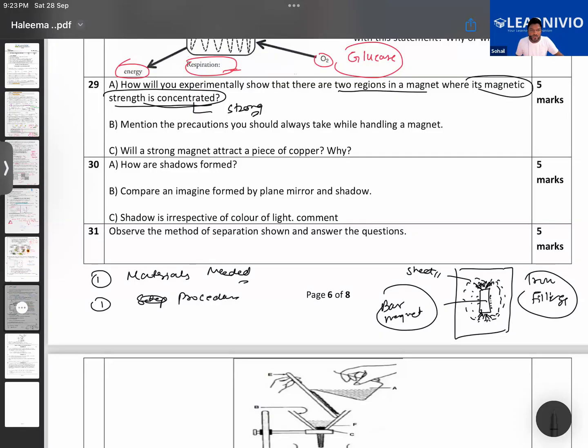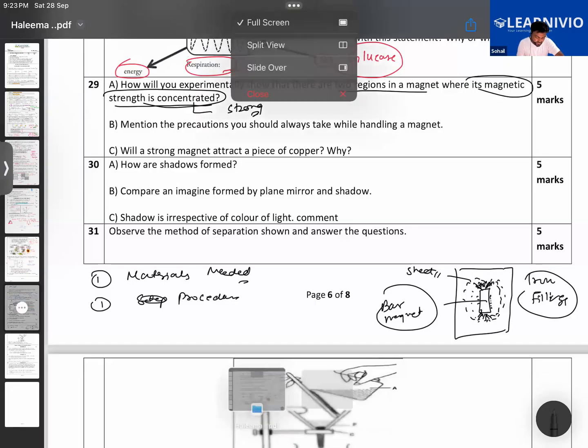The other two ones I think you can answer. Answer the B one. We have learned about the precautions you should always take while handling a magnet. Mention them. You can make several points out of this.